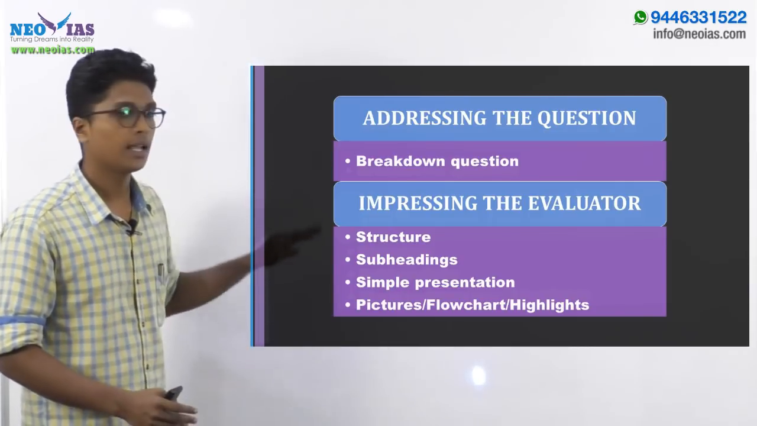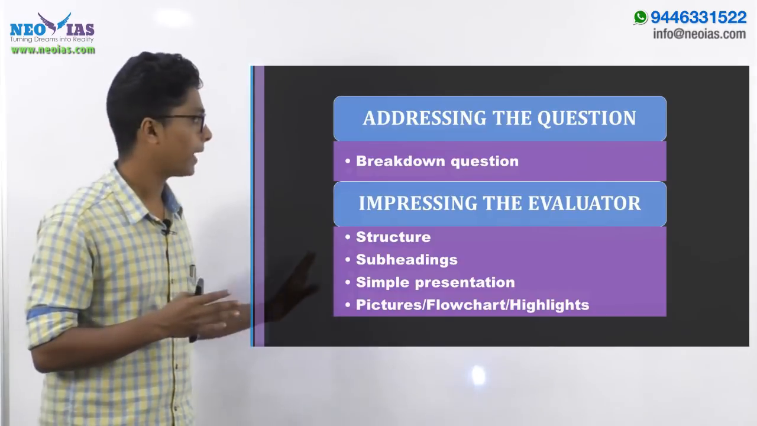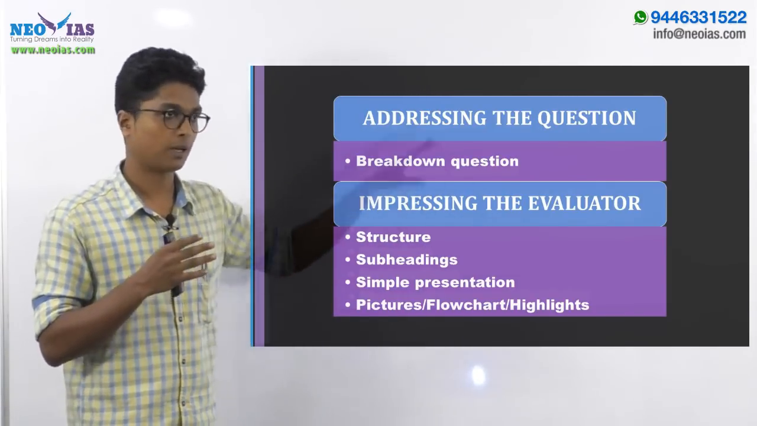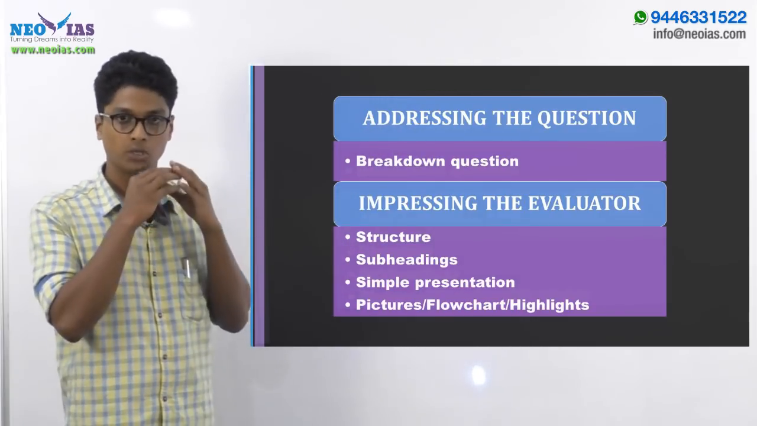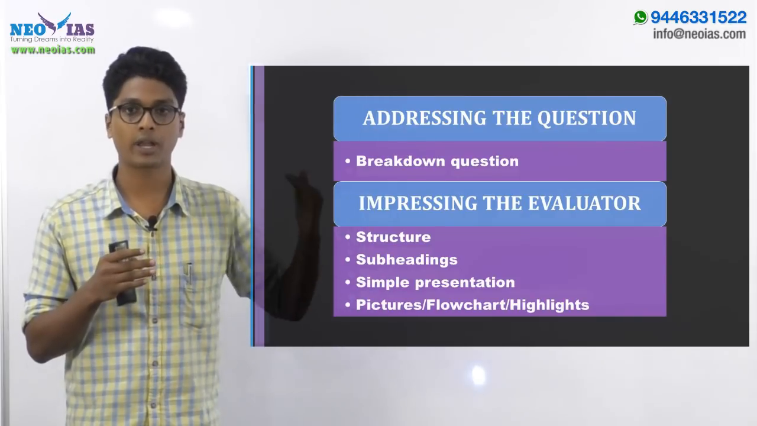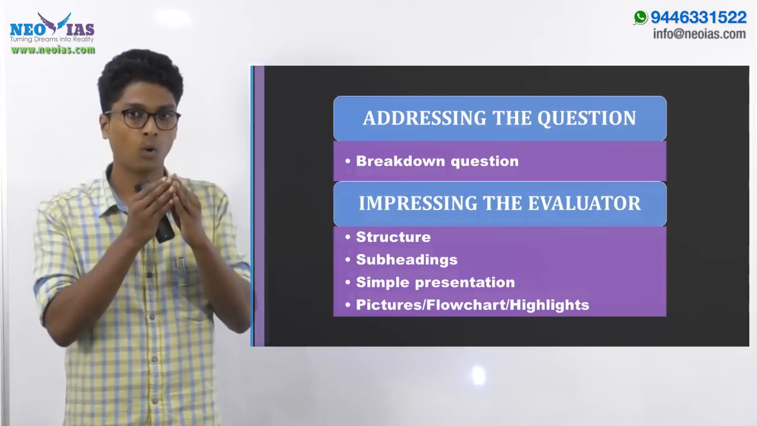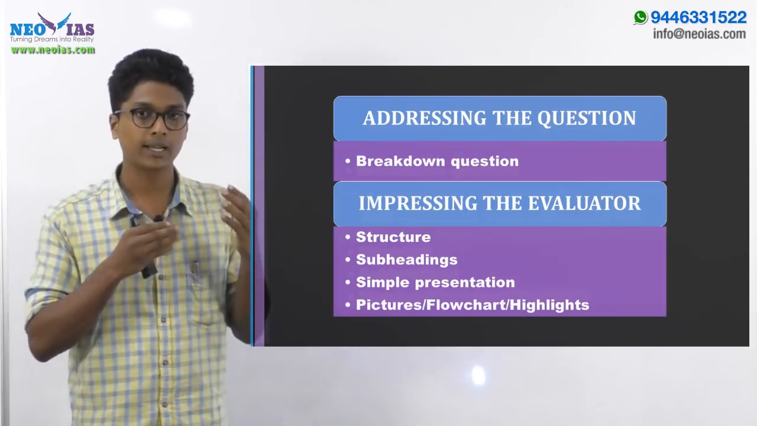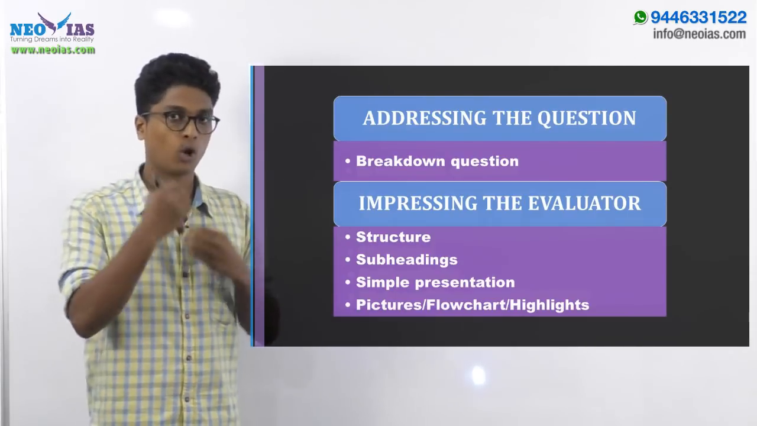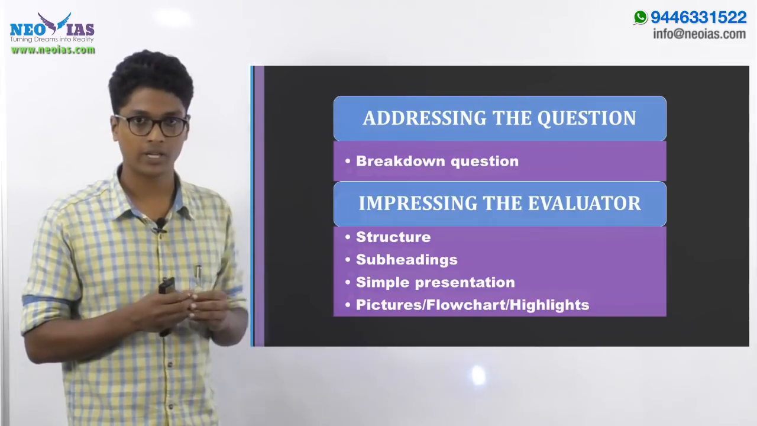Now the second thing is you have to understand that the answer is being corrected by an evaluator who is not a sector specialist. For example, if you're considering geography, the GS1 geography answers are not corrected by any geography professor, rather a journalist is correcting your answer. So there is always subjectiveness, unlike your prelims, where the answer sheets are corrected by OMR. Unlike that, subjectiveness is there while correcting your answers.